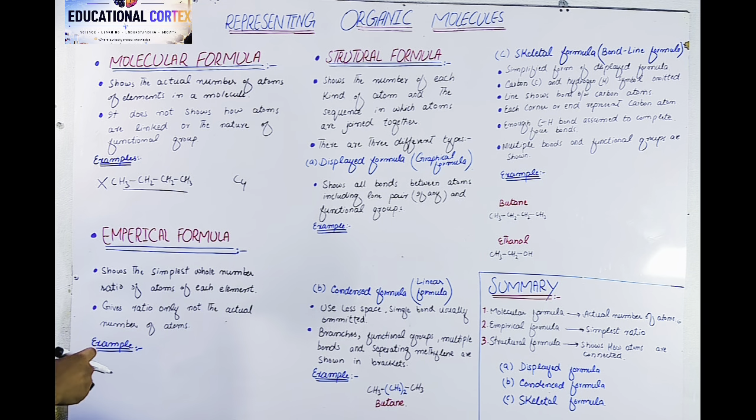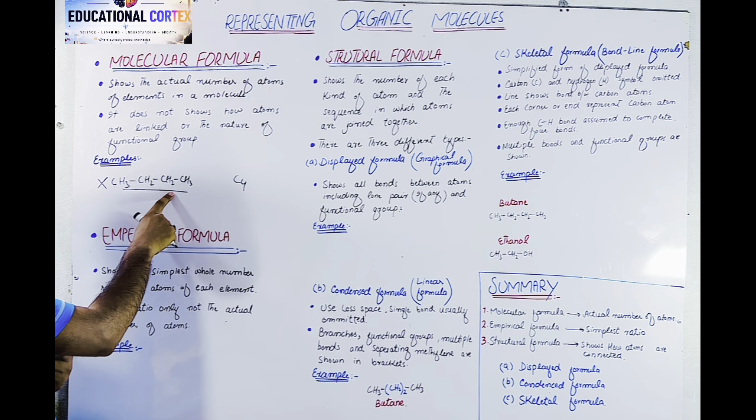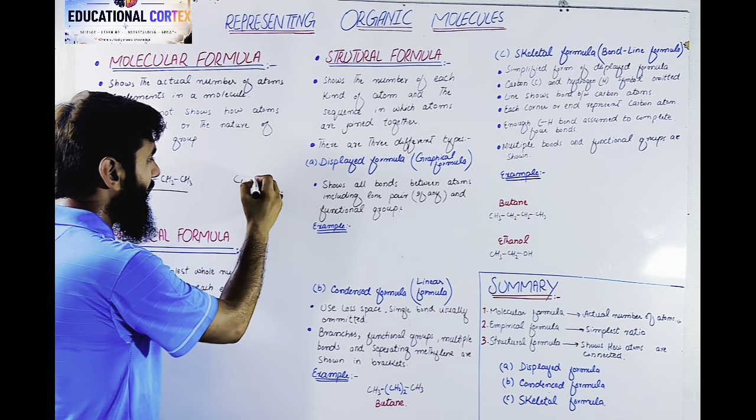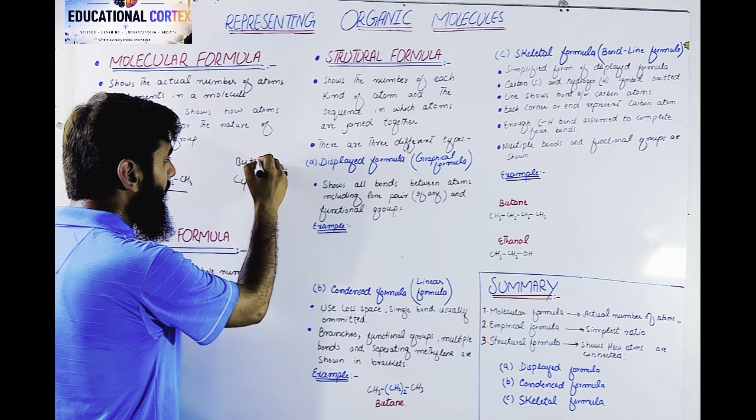Now, how many hydrogen atoms are there? Then we will count 3, 2 makes 5, plus 2 is 7, plus 3 is 10. And there are 10 hydrogen atoms. So this is the molecular formula of butane, C4H10.